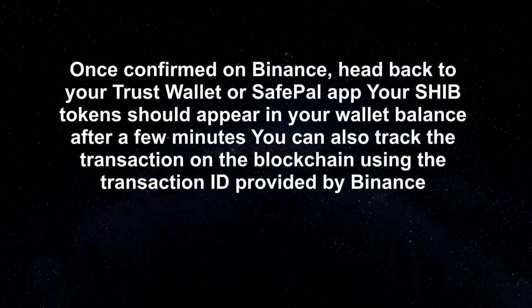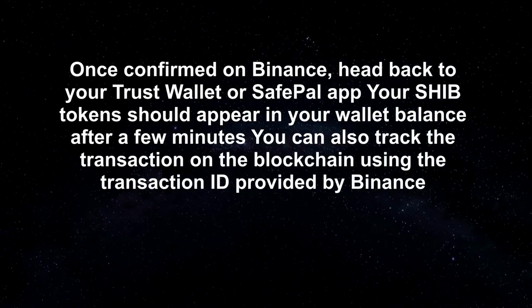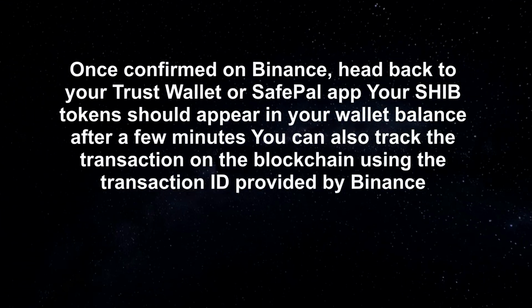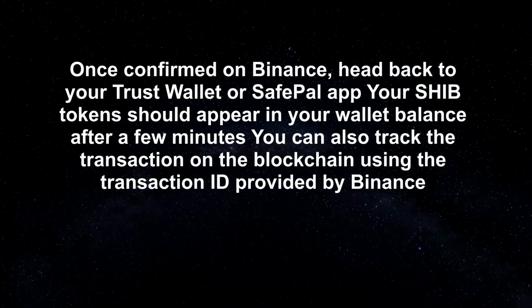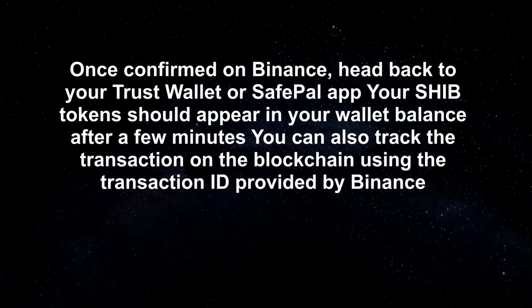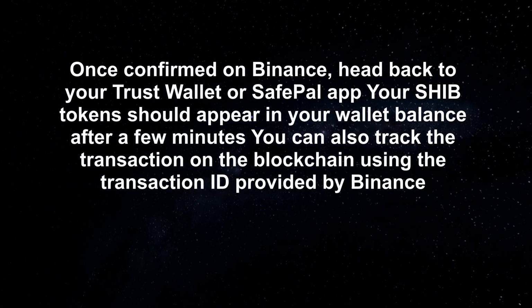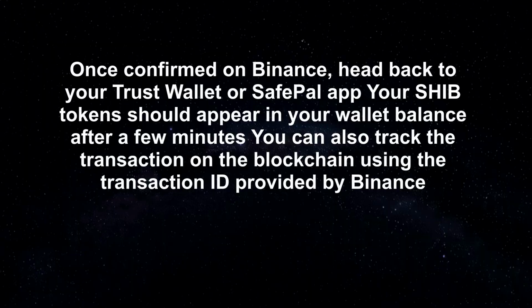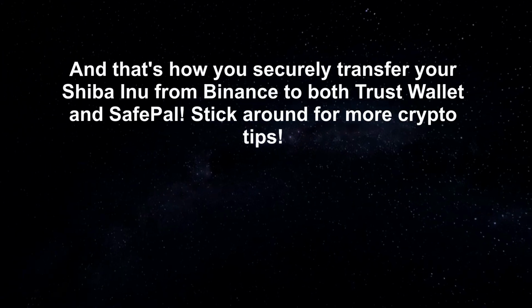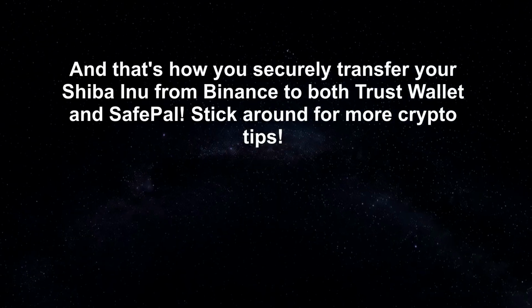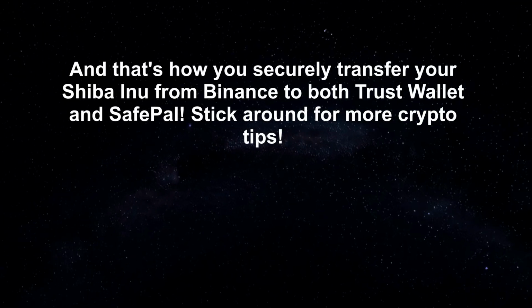Once confirmed on Binance, head back to your Trust Wallet or SafePal app. Your SHIB tokens should appear in your wallet balance after a few minutes. You can also track the transaction on the blockchain using the transaction ID provided by Binance. And that's how you securely transfer your Shiba Inu from Binance to both Trust Wallet and SafePal.